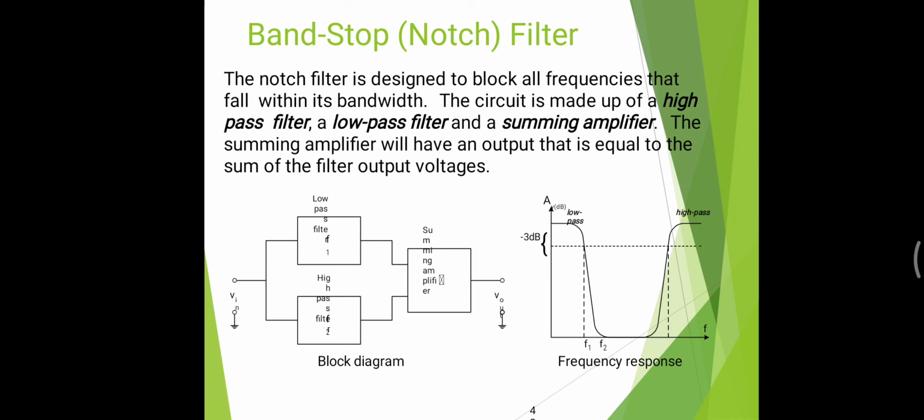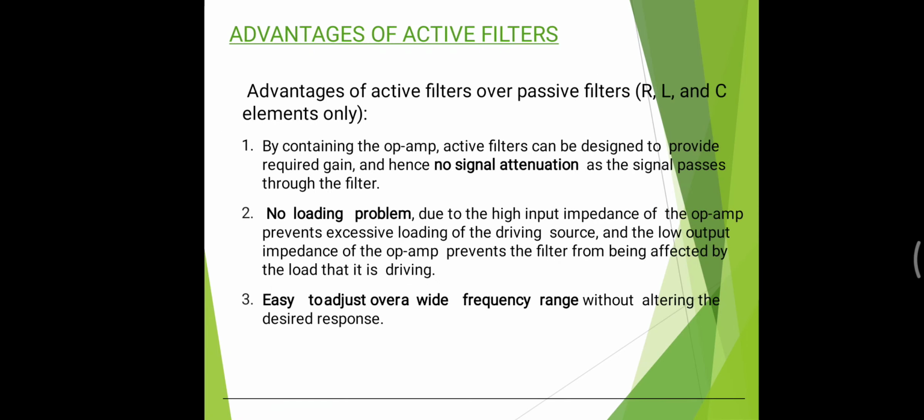If we look at the frequency response of this band stop filter, we see it reaches the critical frequencies at minus 3 dB. Now coming to the advantages of active filters over passive filters, that means circuits with resistance, capacitance and inductance elements only. By containing the op-amp, the active filters can be designed to provide the required gain, and there is no signal attenuation as the signal passes through the filter.